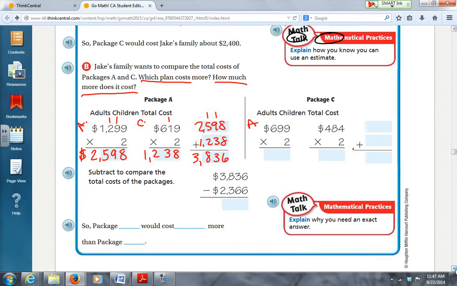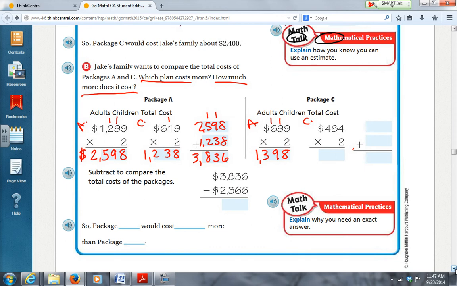So this is the adults. This is the children. 2 times 9 is 18. So 18 ones I'm going to have to carry. 9 times 2 is, plus 1. So it's 19 tens I'm going to have to carry. 2 times 6 is? Plus 1? 13. So 1,300. 1,398. Okay, multiplying the ones place for the children.